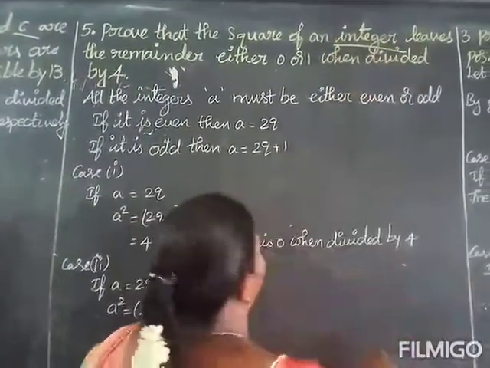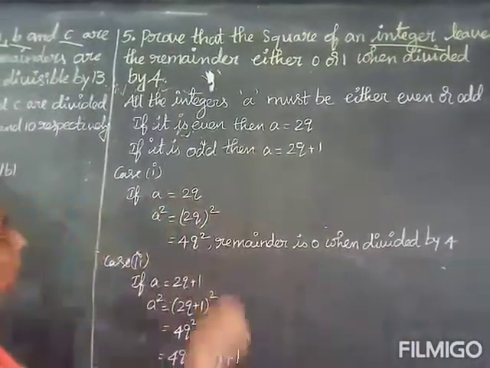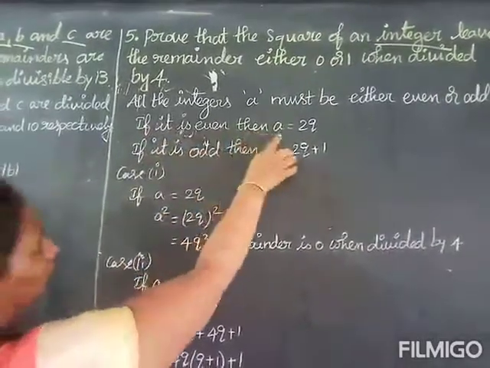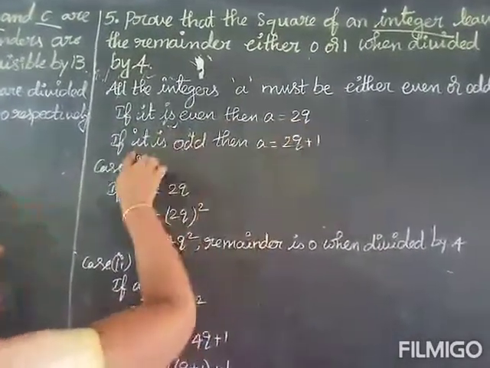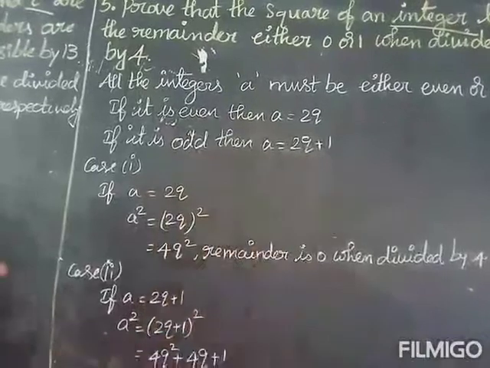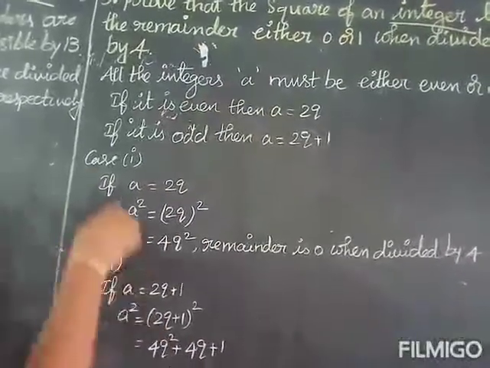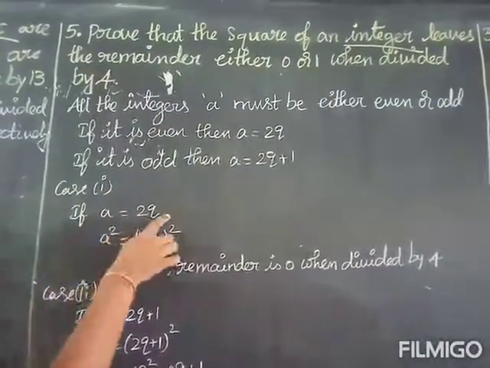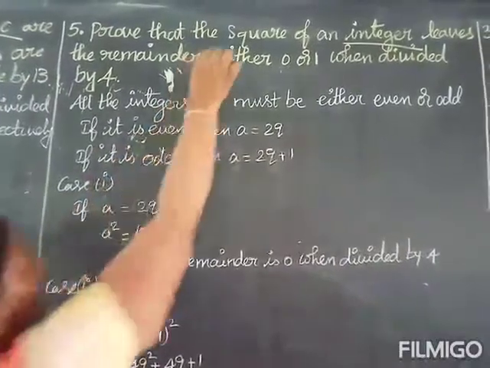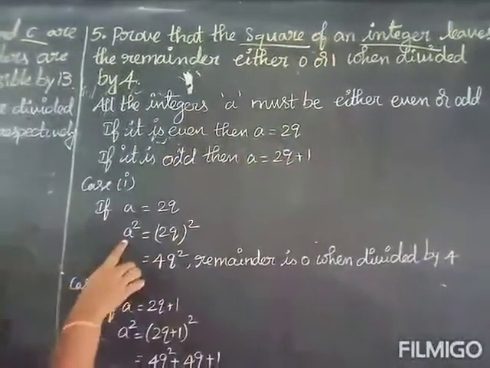So that integer may be even or odd. If it is even, then a = 2q. If it is odd, then a = 2q + 1. So in case 1, we are taking a = 2q. They ask for the square of an integer, so for that we are squaring now.